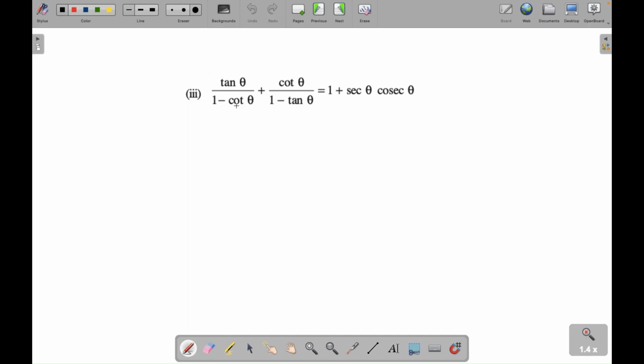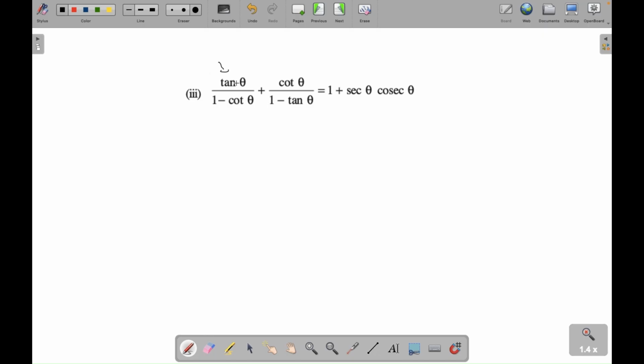Tan theta upon 1 minus cot theta plus cot theta upon 1 minus tan theta is equal to 1 plus sec theta cosec theta. Right, so here we have tan theta and then cot theta. If we write cot theta as 1 upon tan theta, that will do, but it will make it slightly complicated. The best way is to write everything in terms of sin theta and cos theta. So whenever you have tan theta, the golden rule is to write it as sin theta upon cos theta, and cot theta as cos theta upon sin theta.